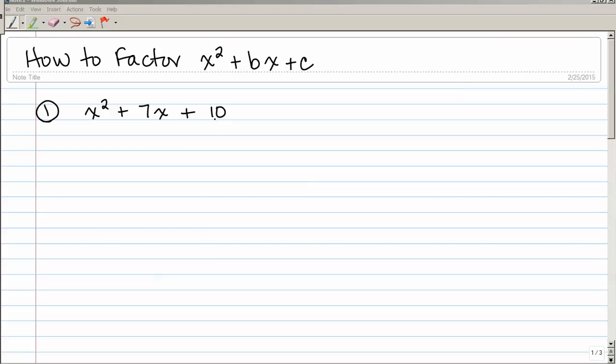So what we want to look for is two numbers that when I multiply them, I get whatever c is, whatever this number on the end is. So I'm looking for two numbers that multiply to 10, and then the same two numbers have to add up to b, or my coefficient in the middle, which is 7. So I need to think back on my times tables. What two numbers multiply to 10, but then the same two numbers have to add to 7?